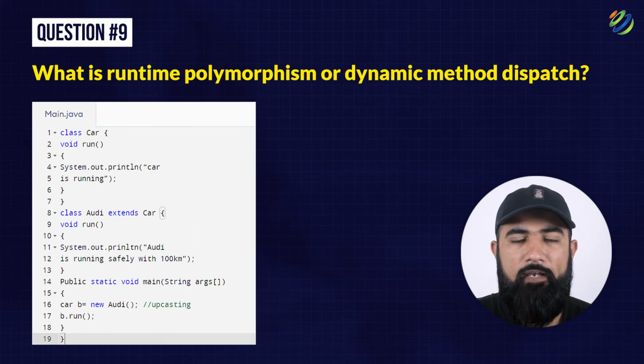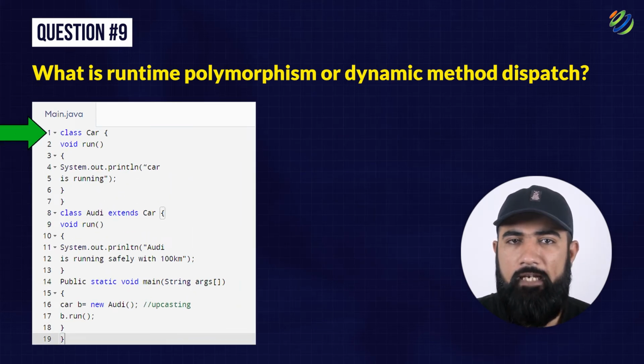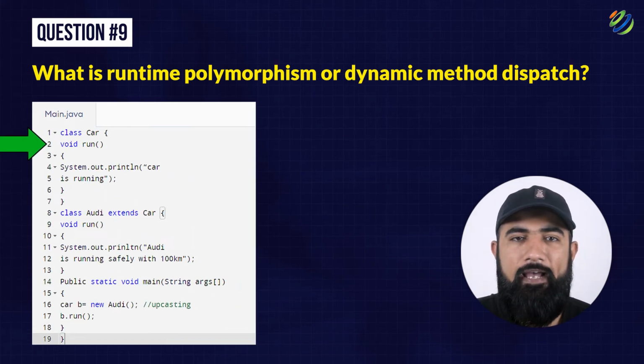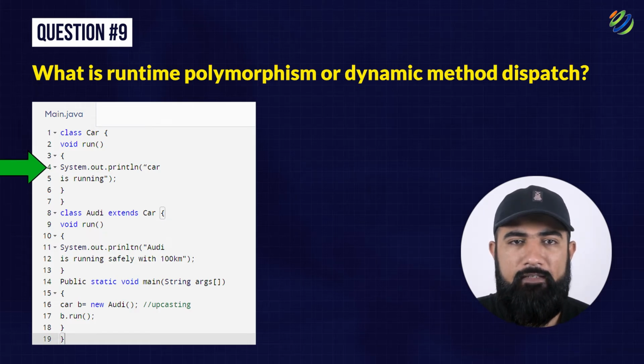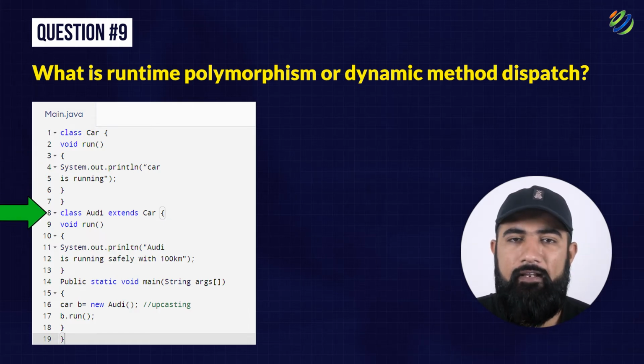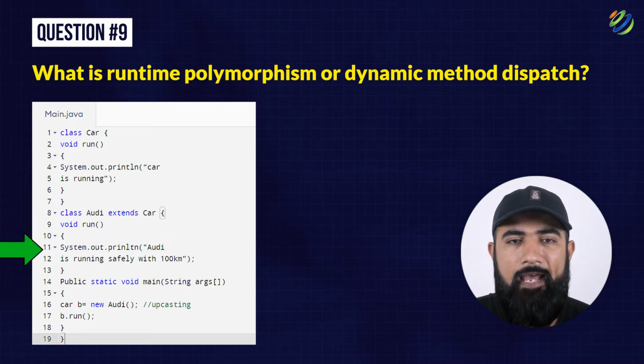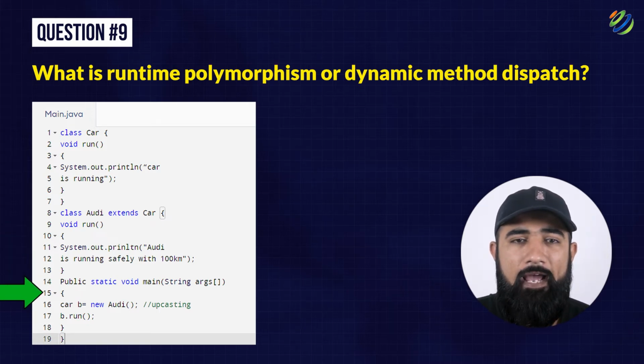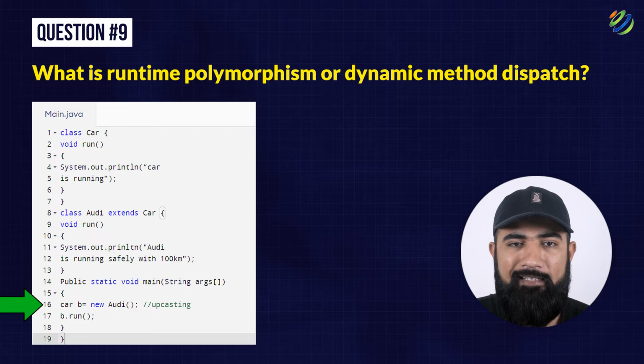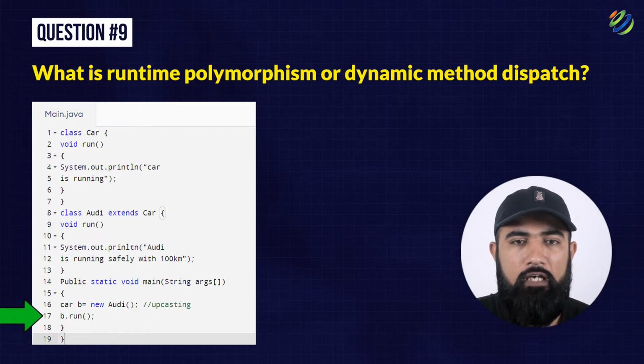Here, if you see, we have an example. We have a class with the name of Car, and in that we have a method, void run, with a print statement. Then we extend a class from our Car class as Audi, and in that again we have a void method with a print statement. And if you see in our main, we have the object of our Car class as b, and then we are calling the run function with the help of our object b.